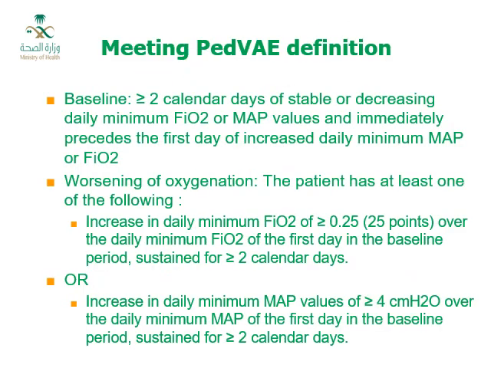The definition of pediatric VAE, again: we need to have a baseline period, which is at least 2 days of stability or improvement in the value of FiO2 and MAP, or MAP alone. After that, there is worsening of oxygenation in these two values or one of them. That means an increase in the daily minimum FiO2 by at least 25% sustained for at least 2 days, or an increase in the daily minimum MAP by at least 4 sustained for at least 2 calendar days. This is the pediatric VAE definition as we mentioned before.